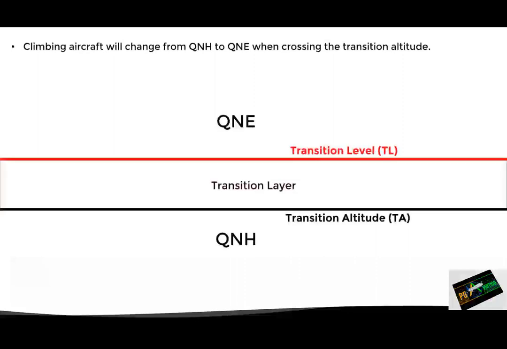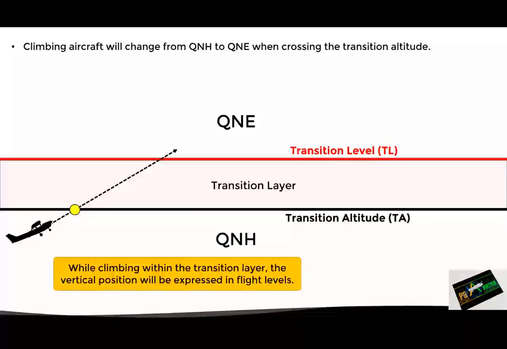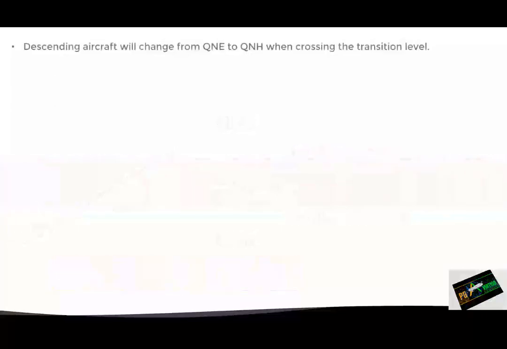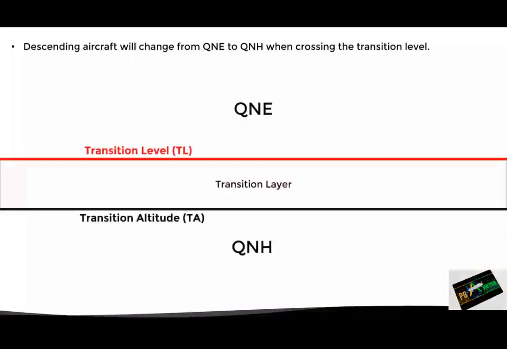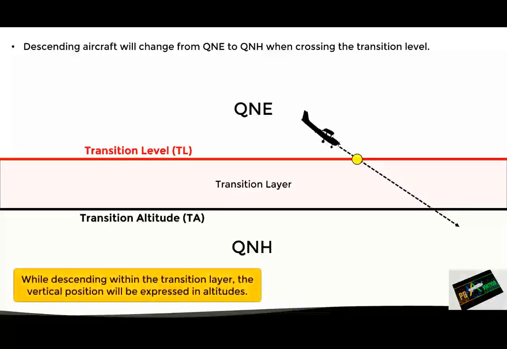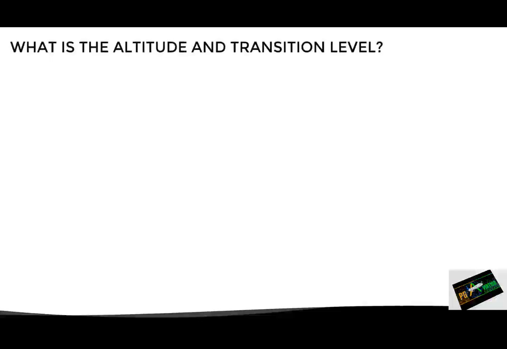Keeping this in mind, all aircraft climbing through the transition layer must change from QNH to QNE when crossing the transition altitude. Therefore, within the transition layer, these aircraft must express their vertical position in terms of flight levels, since they are now using QNE. On the other hand, all aircraft descending through the transition layer must change from QNE to QNH when crossing the transition level. Therefore, within the transition layer, these aircraft must express their vertical position in terms of altitudes, since they are now using QNH.